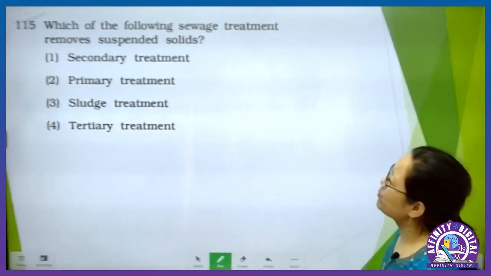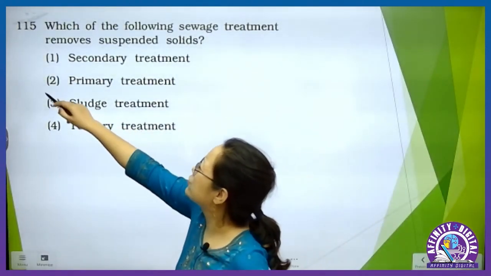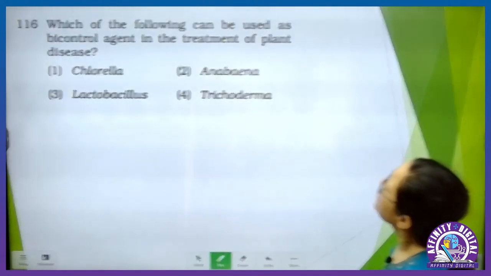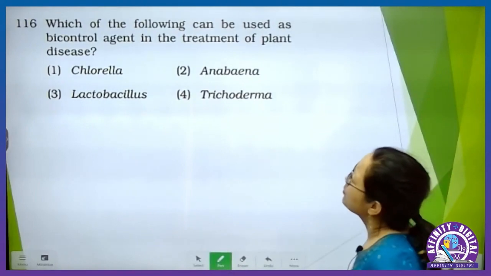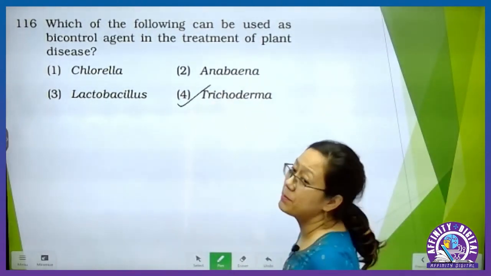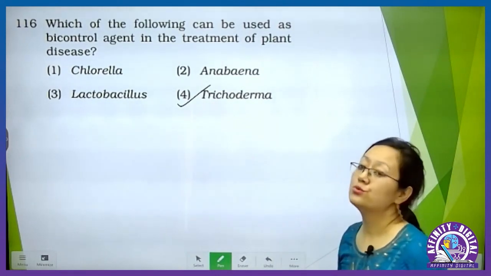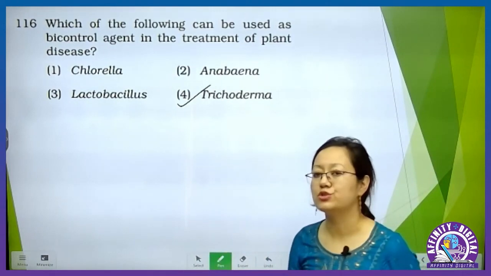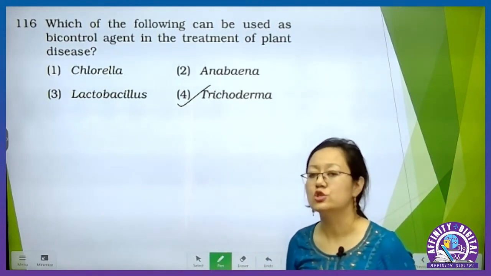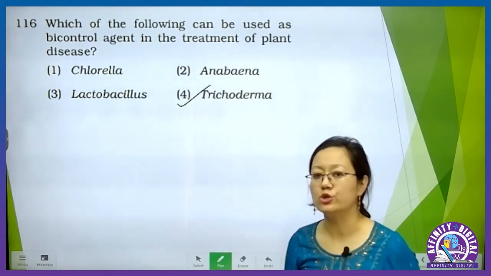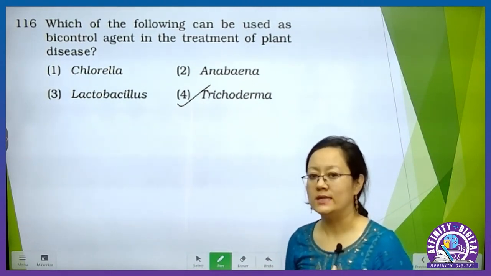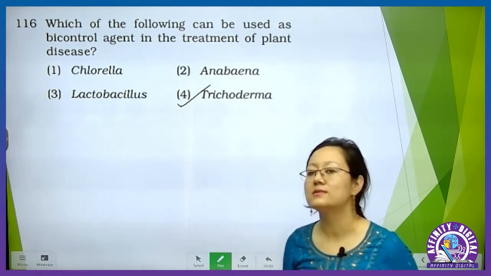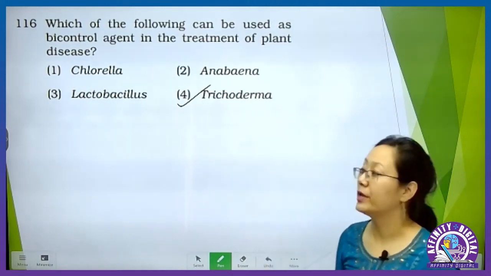Sewage treatment removes suspended solids. Suspended solids are removed by primary treatment. Can be used as a biocontrol agent in treatment of plant disease. This should be Trichoderma. Trichoderma again belongs to Deuteromycetes. It is used for killing the pathogenic fungi which are present in the soil. Nowadays, fungicide is not used for killing fungus in the soil. Instead, a group of biocontrol agents are used so that they kill the other parasitic fungi in the soil.